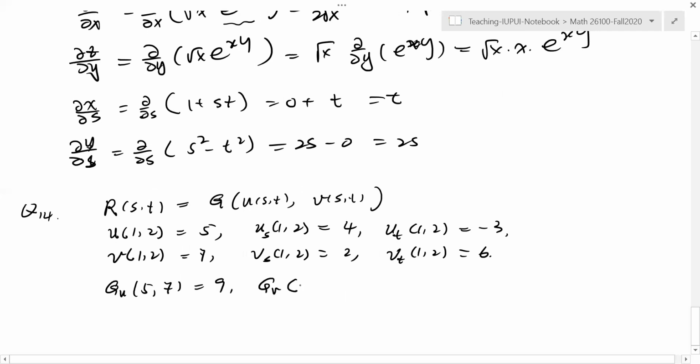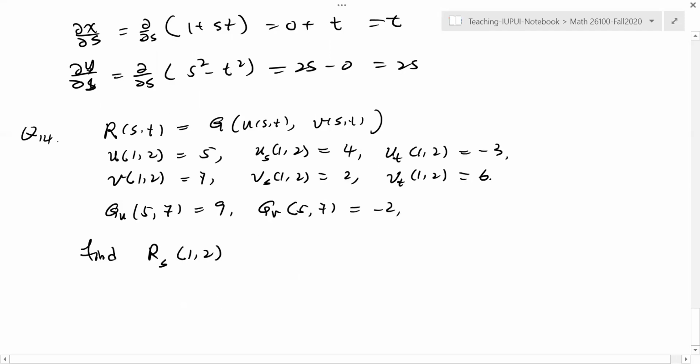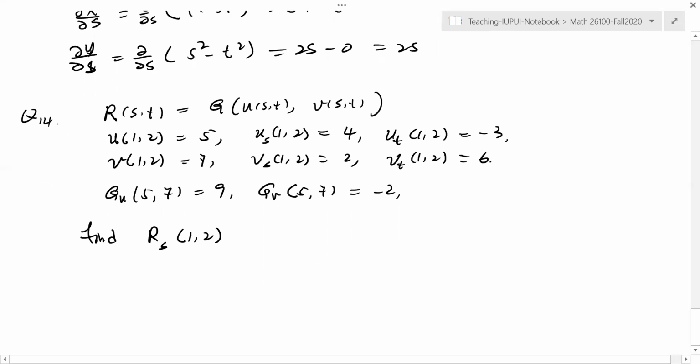We're not given the formula of each function here. We're only given the specific values of those functions at the special points. What we want to find is the derivative of r with respect to s when s is 1 and t is 2. So I think this is not a difficult problem. All you need to do is write down the formula using the chain rule.